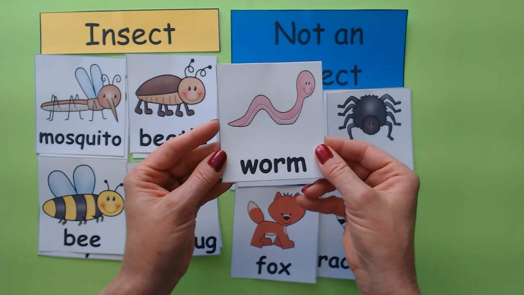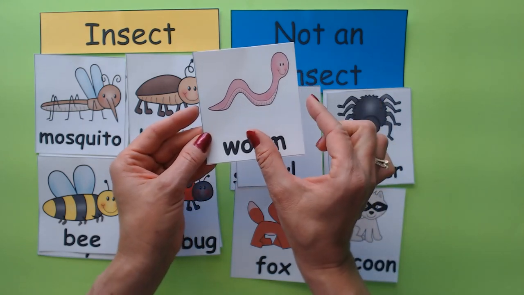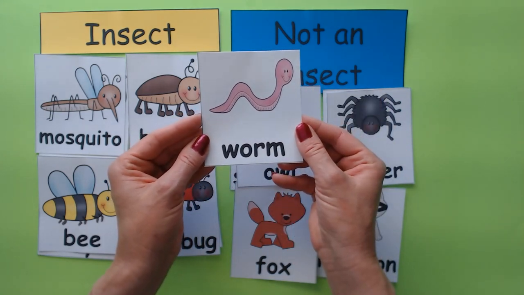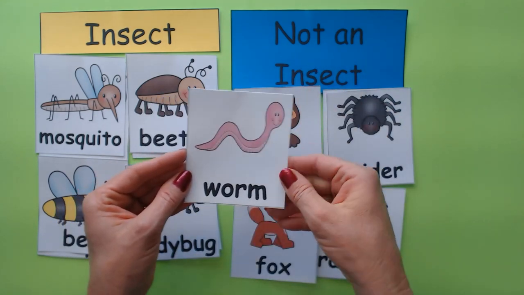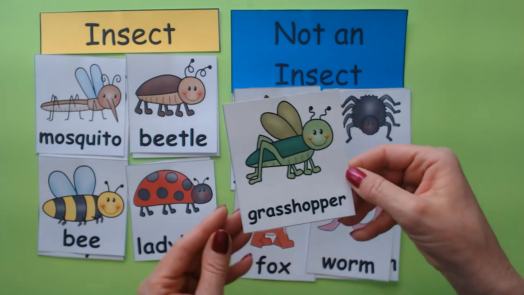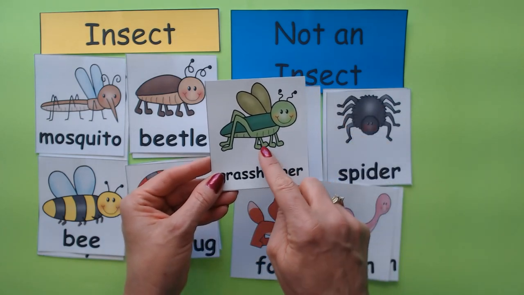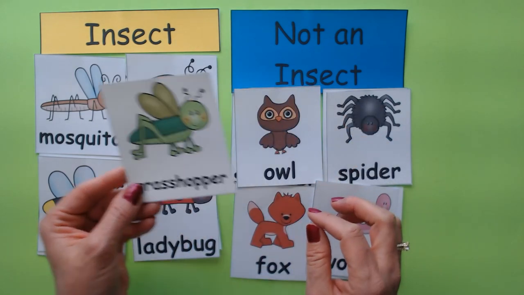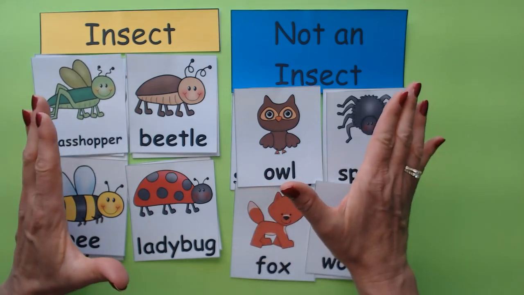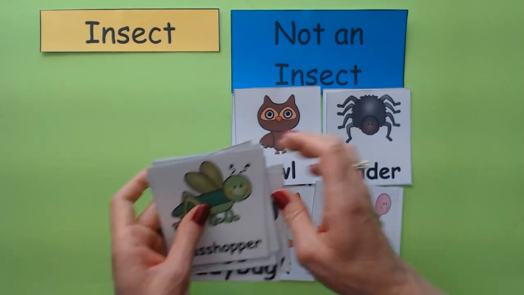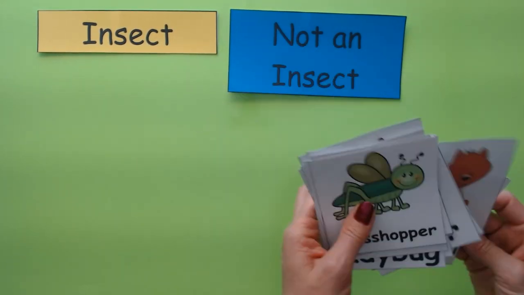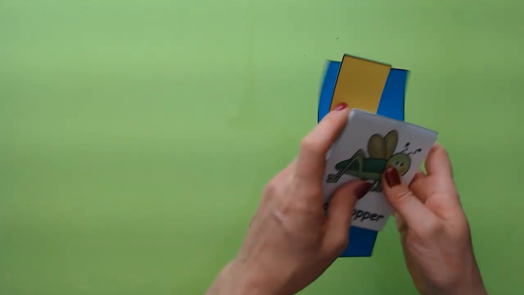A worm, it's small like an insect. Is it an insect? Does it have six legs? No, it has no legs, so it's not an insect. And how about this grasshopper? One, two, three, four, five, six. Yep, it's an insect. For the rest of your life, remember an insect has six legs. Okay, so I think that's our science lesson that goes with this lesson. Okay, let's go ahead and read.